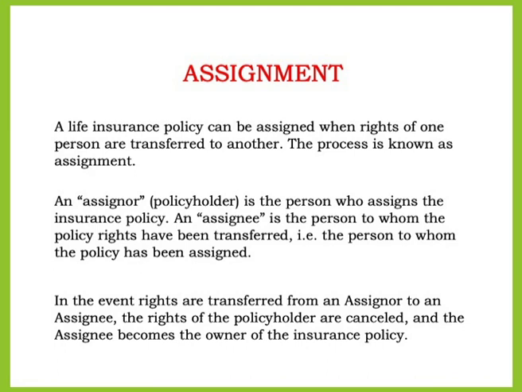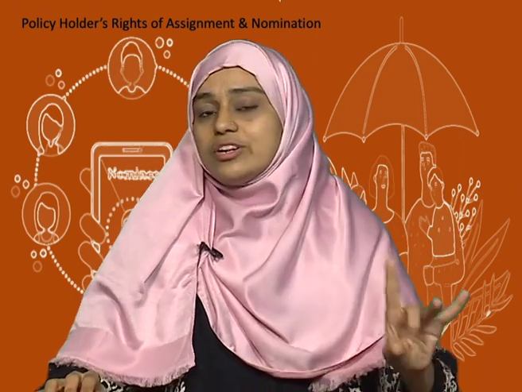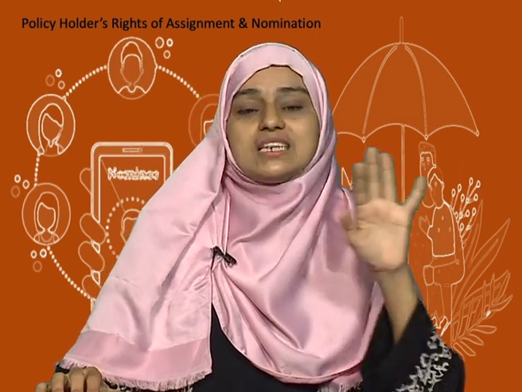Now whenever the rights are being assigned, the rights of the original policyholder will be cancelled because he has transferred his rights to the other party. An assignee will become the owner of the insurance policy because the rights have already been transferred. So the original policyholder no longer has any rights on the policy. His rights will be cancelled and the assignee will become the owner of the insurance policy.